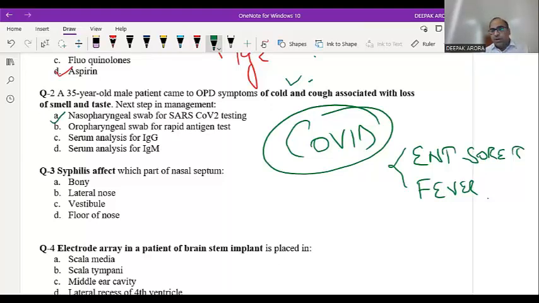Syphilis affects which part of the septum? Again, this is a slightly tricky MCQ. If you go with the literature, syphilis affects the bony part as well as the cartilage. But if we want to choose one option, I will go with the bony segment. In the examination, they will not give you both options, but if given, go for the bony option. Syphilis damages the bone and the cartilage, leading to septal perforation. Always remember this point. Clear?